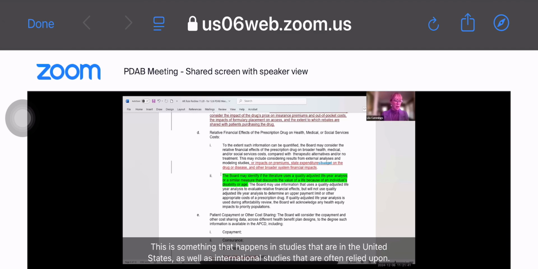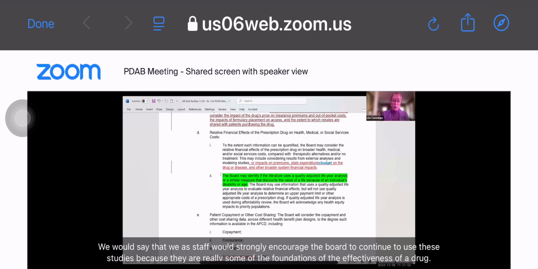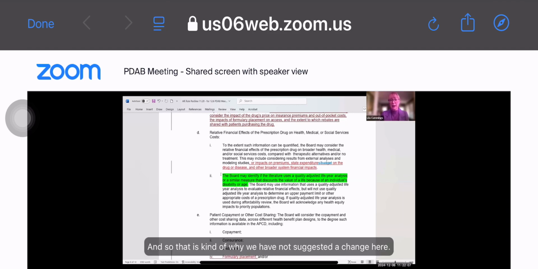This is something that happens in studies that are in the United States, as well as international studies that are often relied upon for really understanding, is the prescription drug both clinically effective and then cost effective? We would say that we, as staff, would strongly encourage the board to continue to use these studies because they are really some of the foundations of the effectiveness of a drug. And so that is why we have not suggested a change here, but happy to answer any questions that board members might have.